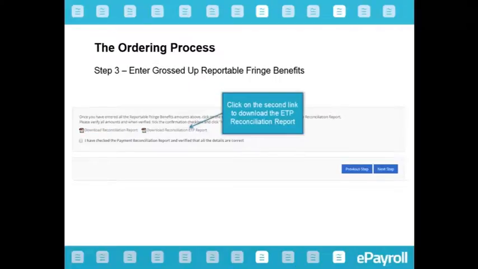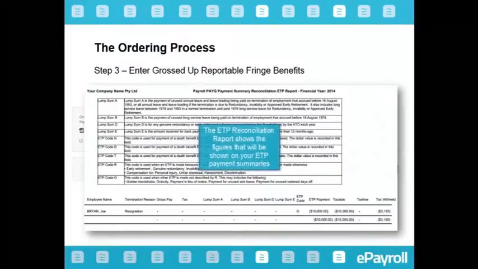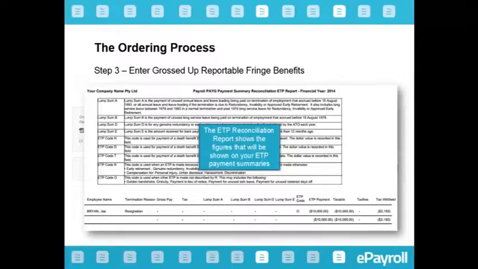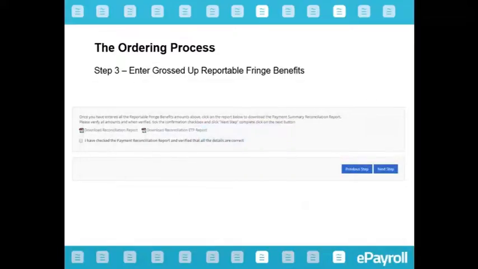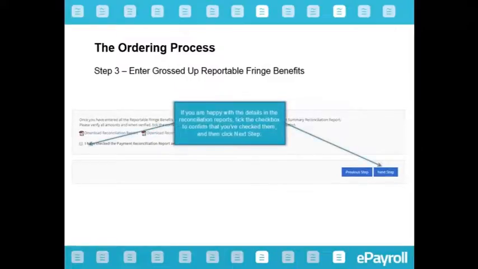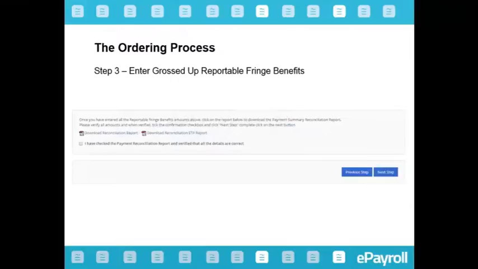You'll also need to click on the second link, which is the download the ETP reconciliation report link. That gives a summary of any figures that will show on your ETP payment summaries if you have any. You need to check that the ETPs that you've paid throughout the year are showing on the report. Make sure there's none that are missed. Once you have checked both those reports and you do agree with the figures, just click the checkbox to indicate that you have checked the information at steps 1, 2 and 3 and agree with them, and then click the next step button to proceed to the final step.